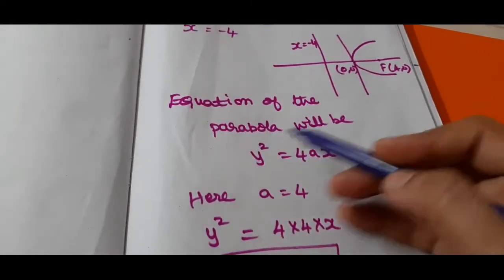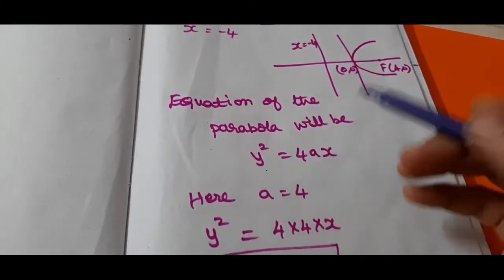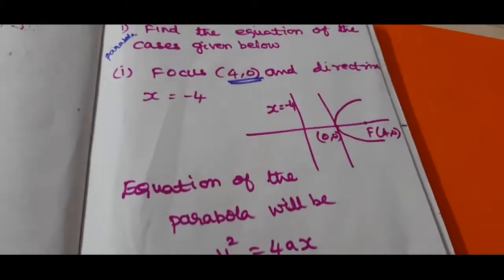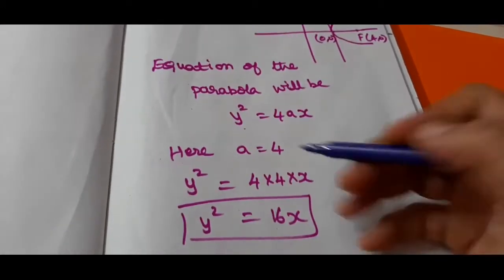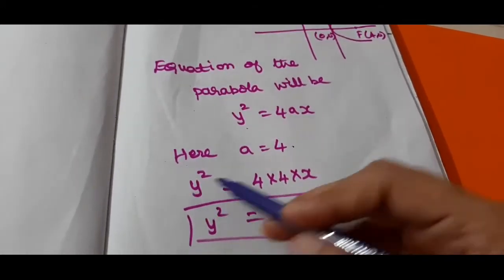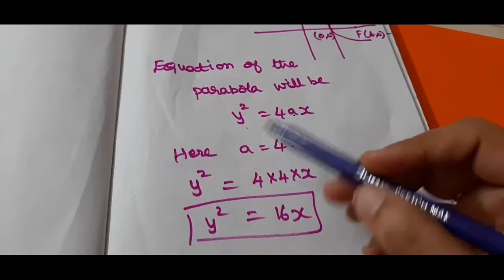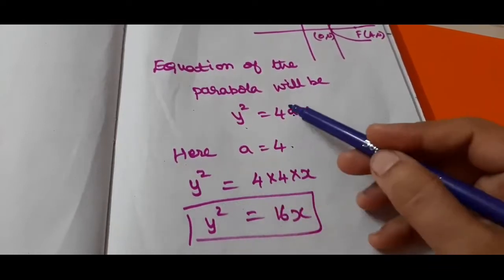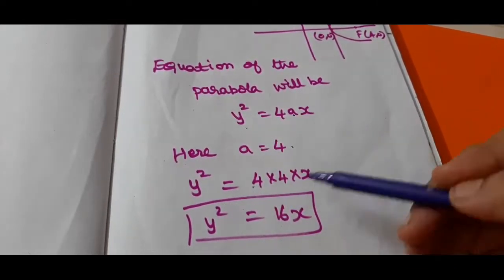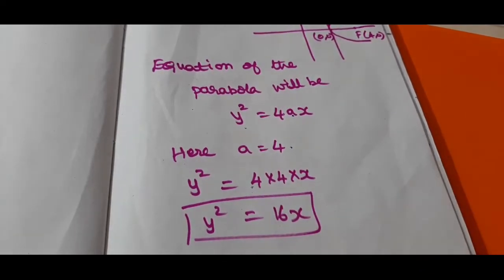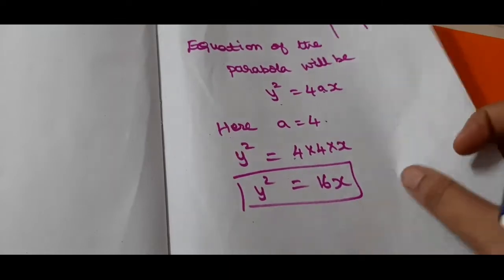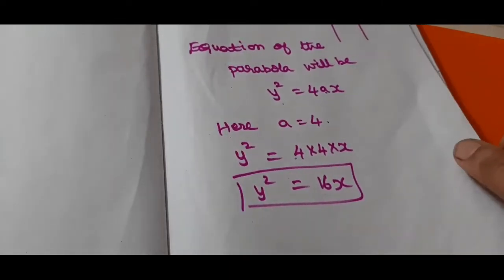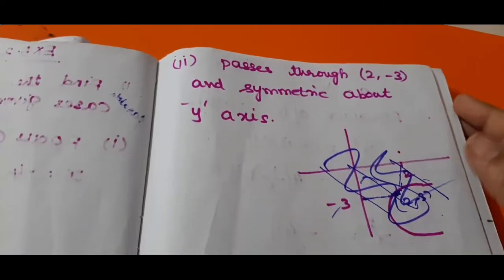So the equation of the parabola will be y² = 4ax. Here a is nothing but the focus distance, that is a = 4. I am going to substitute the a value, that is y² = 4 into a into x, that is y² = 16x. This is the equation of the parabola for the given focus (4, 0) and directrix x = -4.